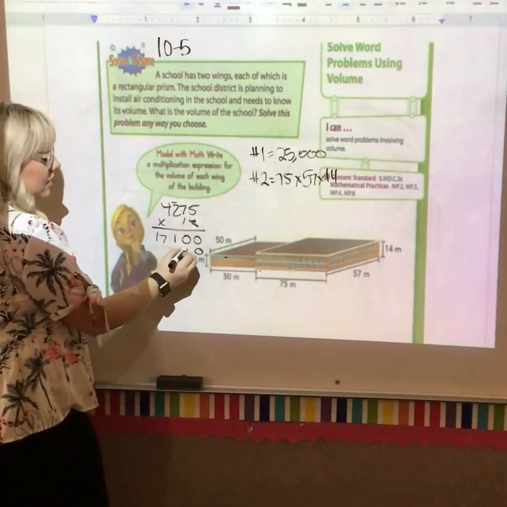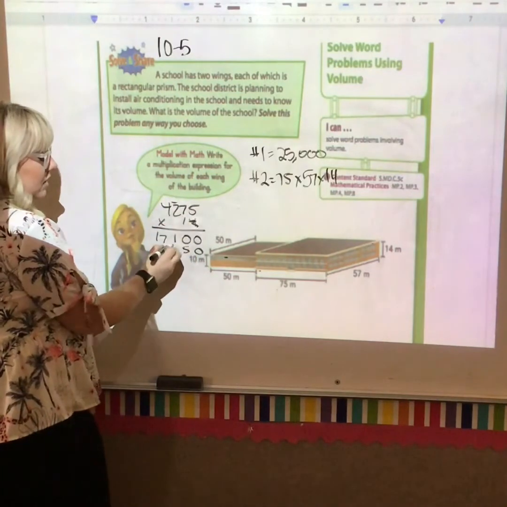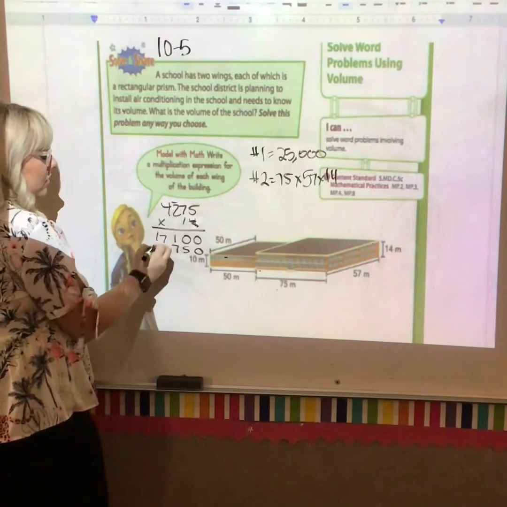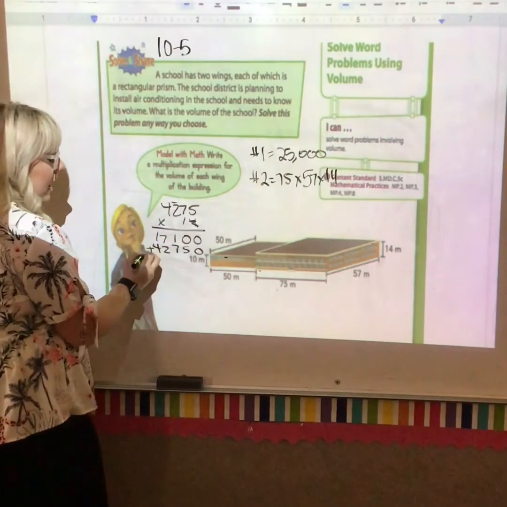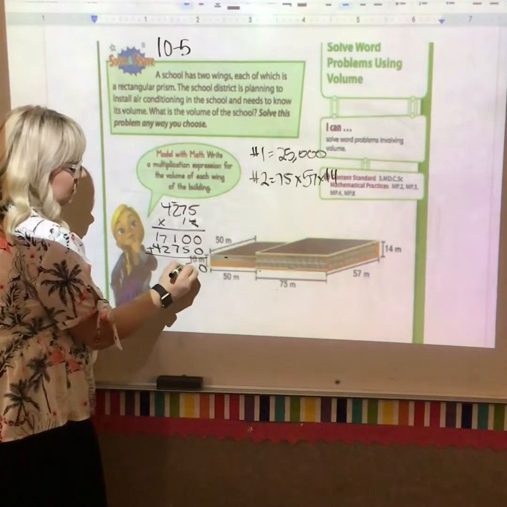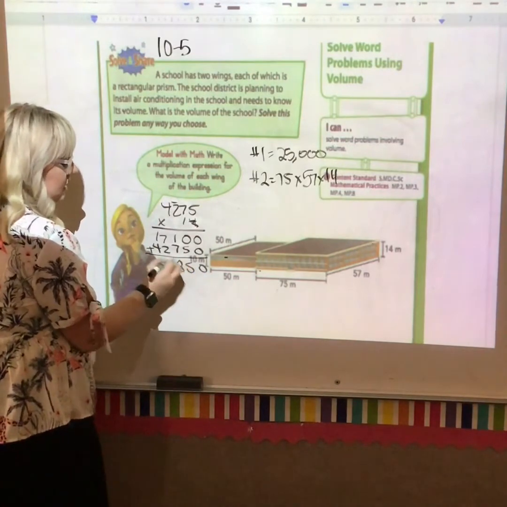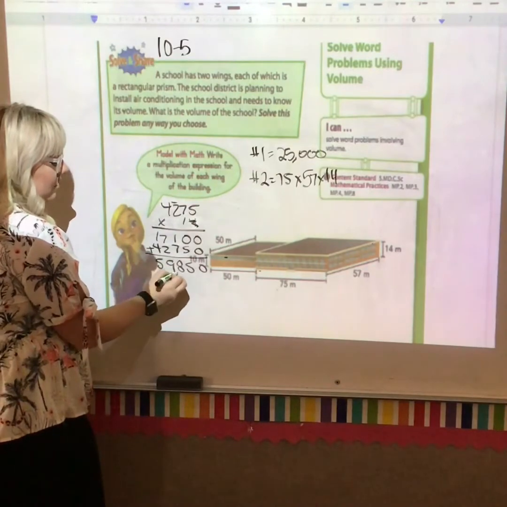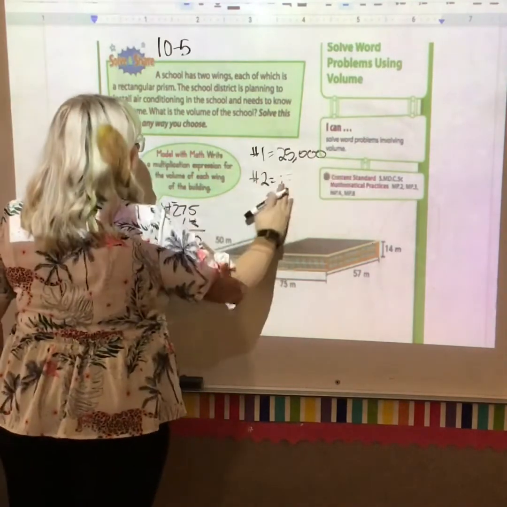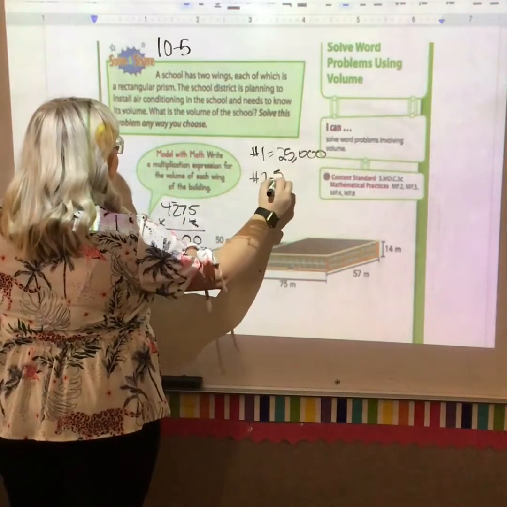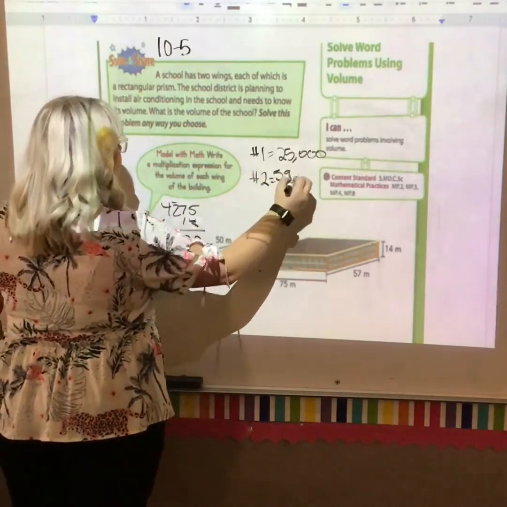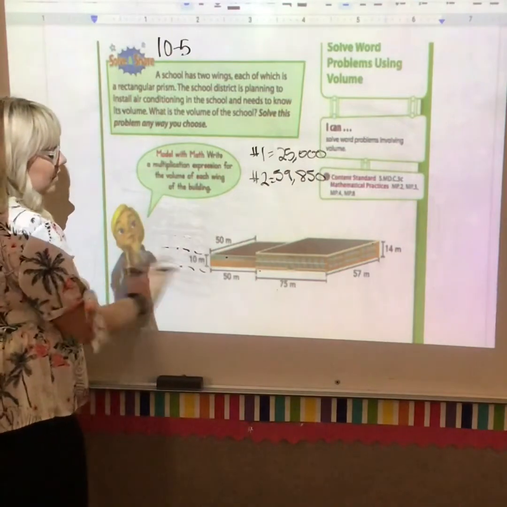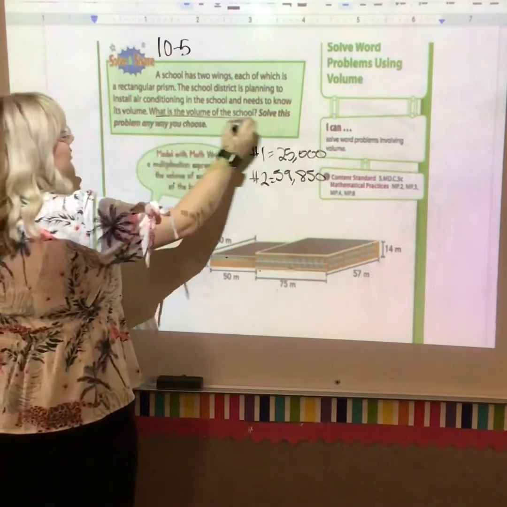1 times 5 is 5. 1 times 7 is 7. 1 times 2 is 2. 1 times 4 is 4. Add that. 0, 5, 8, 9, 5. Okay, so the volume for the second portion of the school is 59,850. The problem asks you, what's the whole school volume?